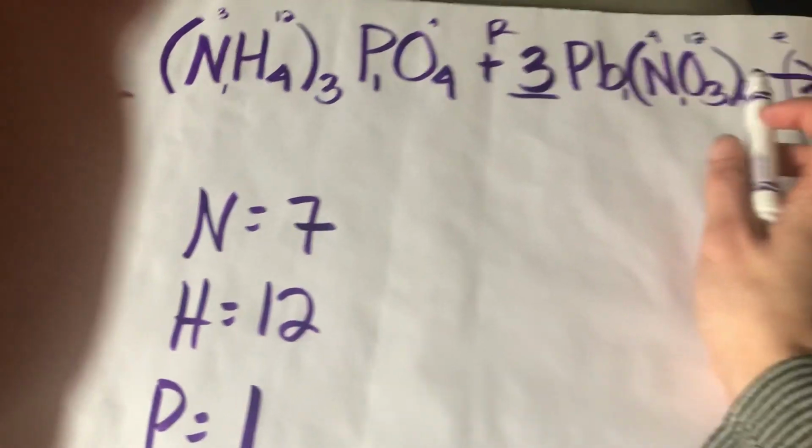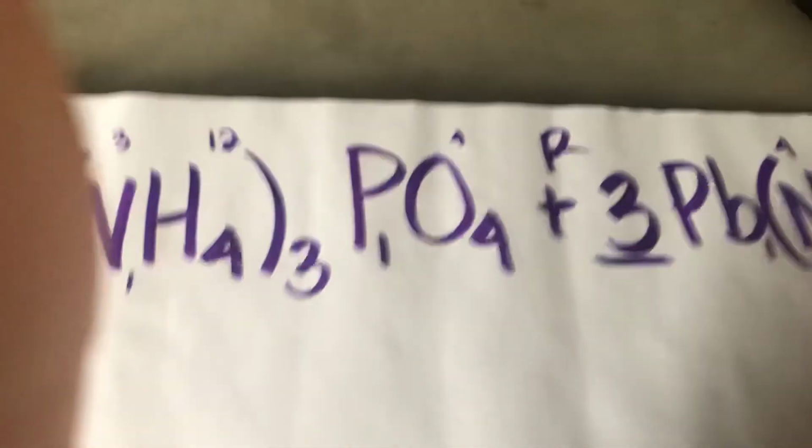All right, 3 leads here. Okay, but now that affects everything here. Let's see what all it affects. I had 4 nitrogens here. I wrote it above my nitrogen.